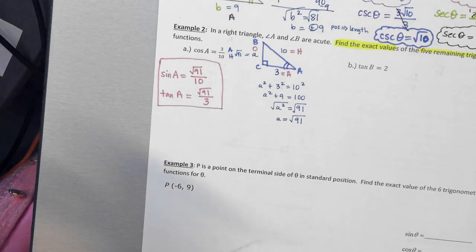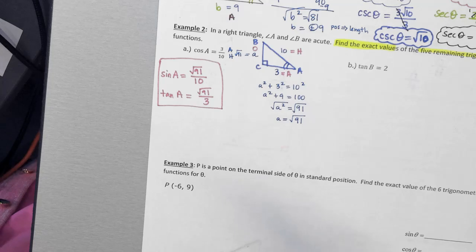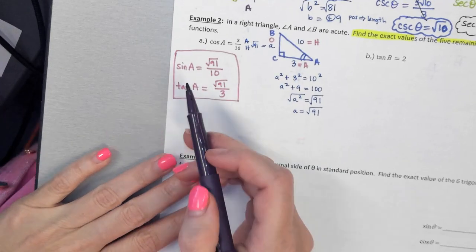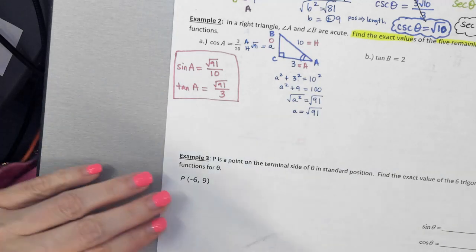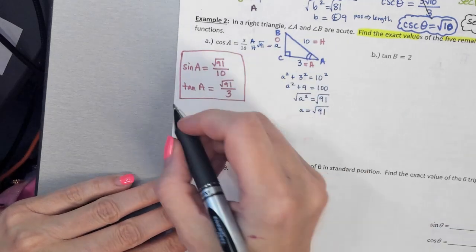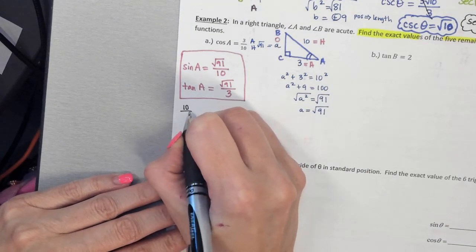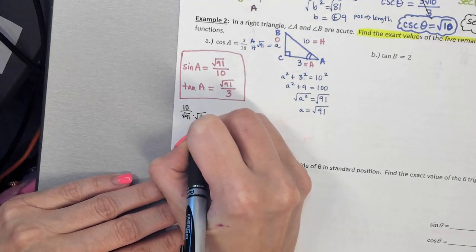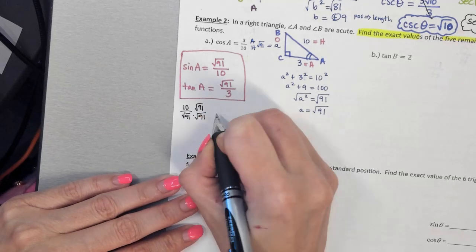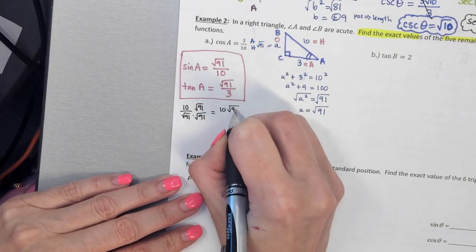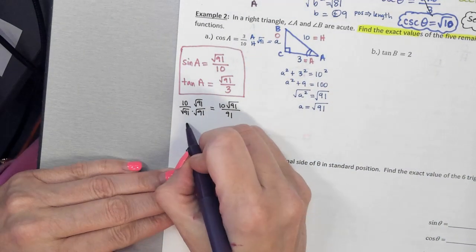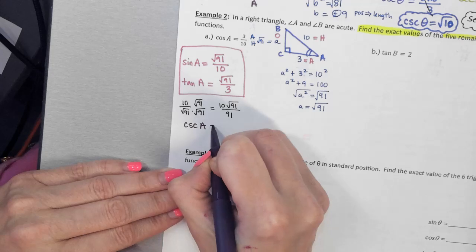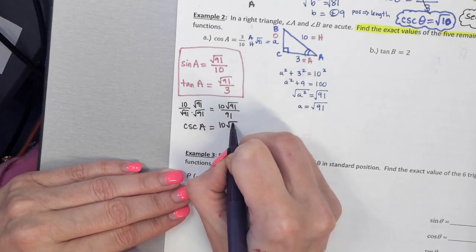Then I'm going to start doing my reciprocal functions. For the sine of A, I have root 91 over 10. If I were to flip it, 10 over root 91, I would have to rationalize to get 10 root 91 over 91. That is going to be the cosecant. That's the reciprocal of your sine value.